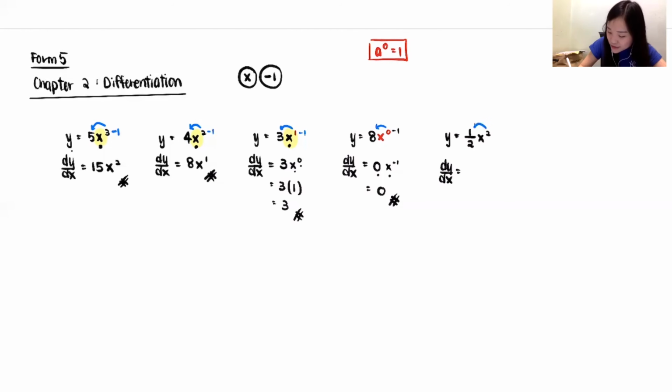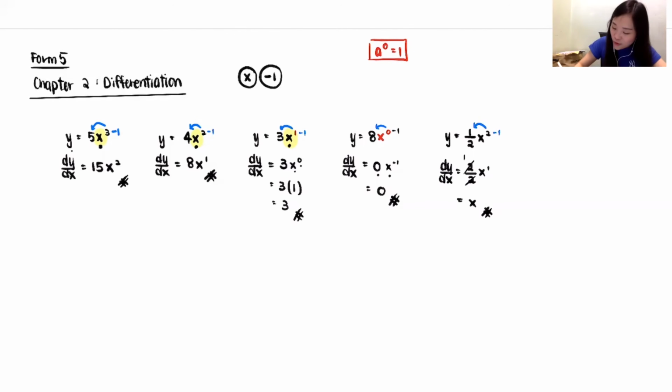So my dear, we times the power. 2 times 1 over 2, you can press the calculator if you don't know. When we times a fraction, we always times the top. 2 times 1 is 2. The bottom is of course still 2. Then after that, we minus 1 from the power. 2 minus 1 is 1. So 2 divided by 2 is 1 again. Isn't the dy dx answer x?